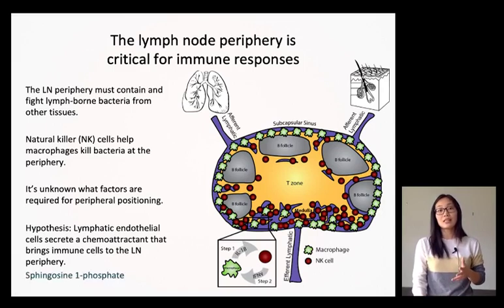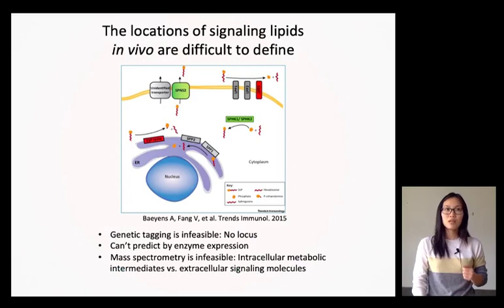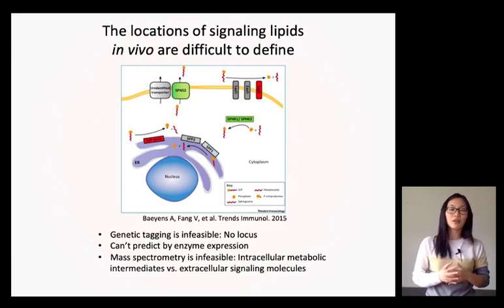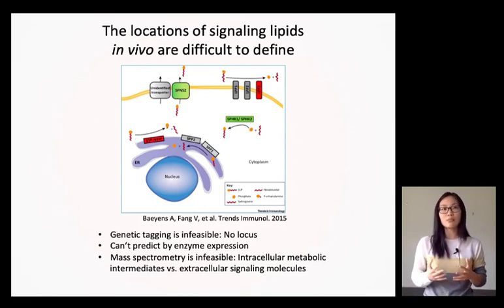And we thought that that chemoattractant might be sphingosine 1-phosphate. But actually, it's very hard to determine where the S1P is within tissues. That's because the locations of signaling lipids in vivo in general are pretty difficult to define. Number one, lipids are not genetically encoded, so you can't tag them with a GFP or other fluorescent marker.